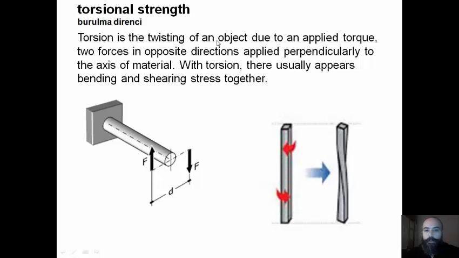Torsion is the twisting of an object due to an applied torque. Two forces in opposite directions are applied perpendicularly to the axis of the material. With torsion, there usually appear bending and shearing stresses together.